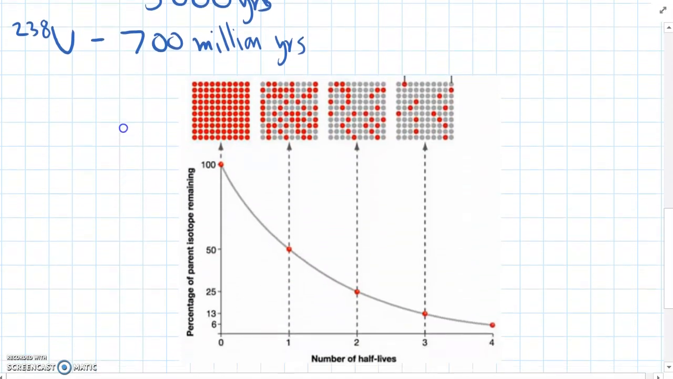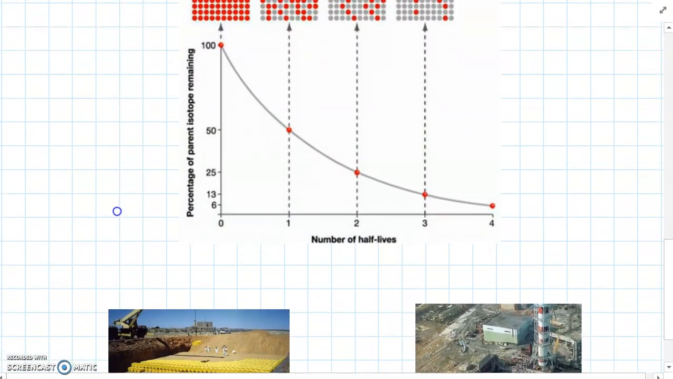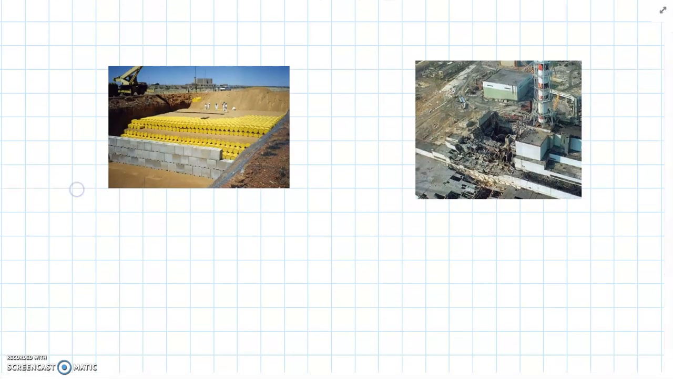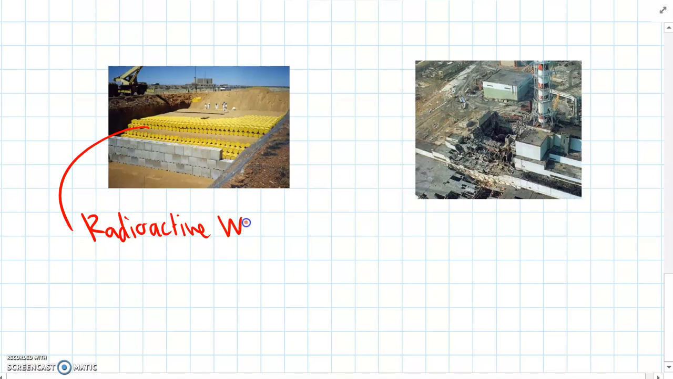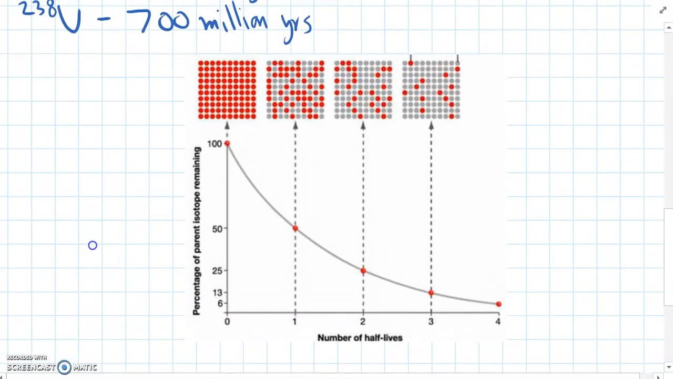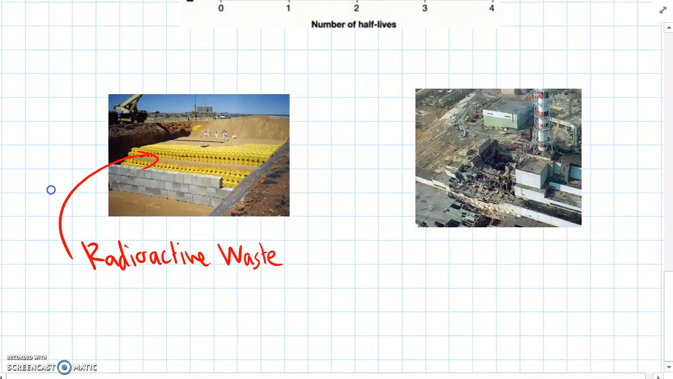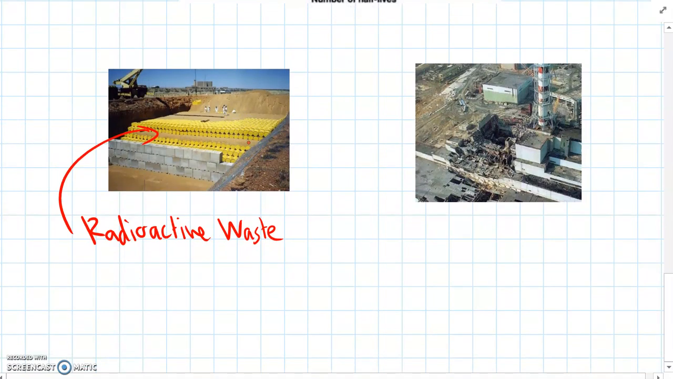So why is the half-life important? Well, here are two main reasons. The first is when we use radioactive materials for things, we produce radioactive waste. So often, particularly when we use uranium to make power in nuclear plants, we have a lot of radioactive waste, and that uranium is still radioactive. And remember, uranium's half-life is 700 million years. So we are producing barrels and barrels of uranium waste, and that's not going to break down for billions of years. So we need to be really careful where we dispose of it.